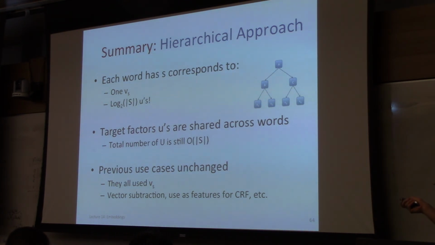Of course, even though it corresponds to more than one u, the total number of u's is still the size of S because they're shared across different words. But most importantly, all of our previous use cases are unchanged. They all used v, and again, there's still only one v per word. So all of the previous use cases that I described are unchanged.